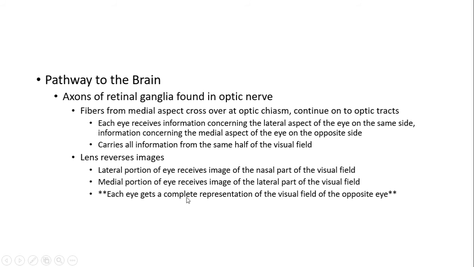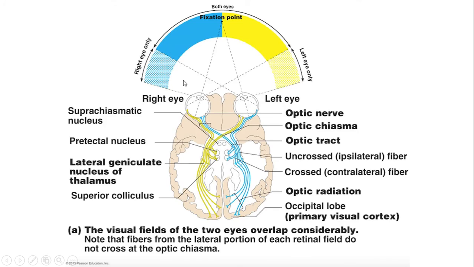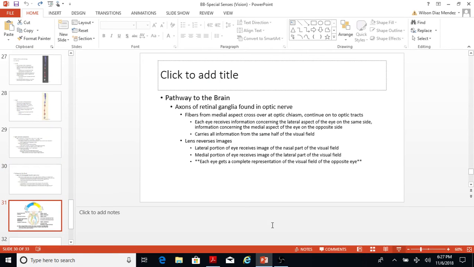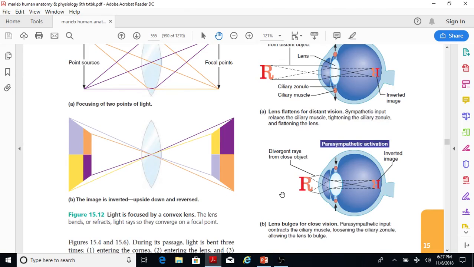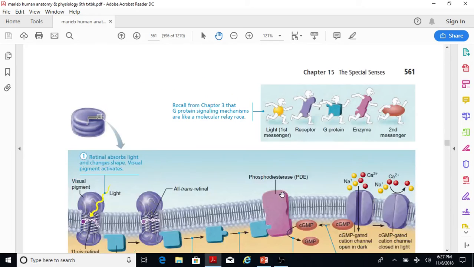Now, the only thing I personally disagree with is that each eye gets a complete representation of the visual field of the opposite eye. Specifically this portion here, because when we're looking at this, there are certain portions of the visual field that only the other eye can see. For example, the right eye only can see this temporal, more lateral portion, and vice versa for the left eye. When going to the textbook, what they say here is, let's see if I can find it quickly here.